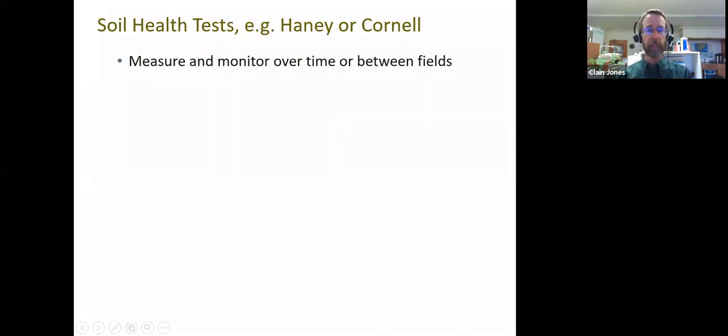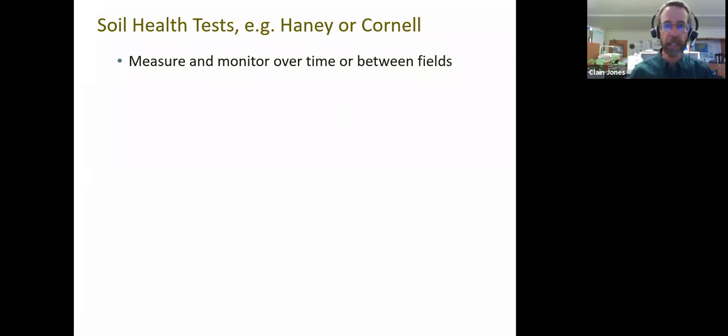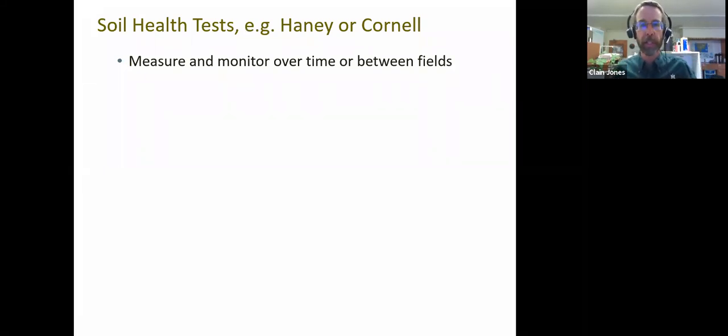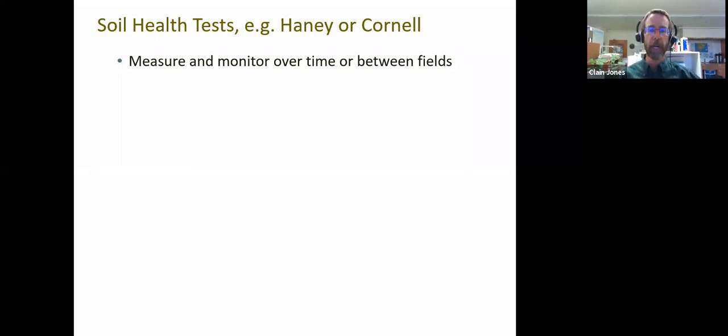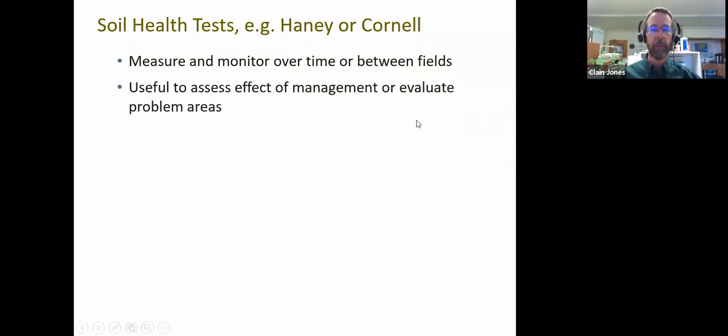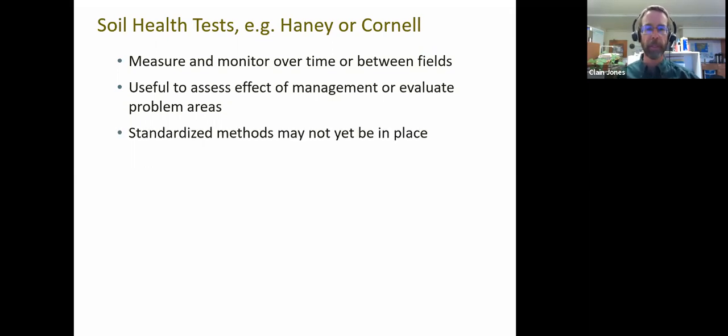There's a few standard soil health tests out there. The Haney test you've likely heard of. The Cornell test is a little more extensive. Haney relies a little bit more on lab tests. Cornell gets into some more physical parameters, and both can be measured by different laboratories within the United States. I see their major advantage is being able to measure and monitor soil health over time or between fields. They're useful to assess the effective management or evaluate problem areas.